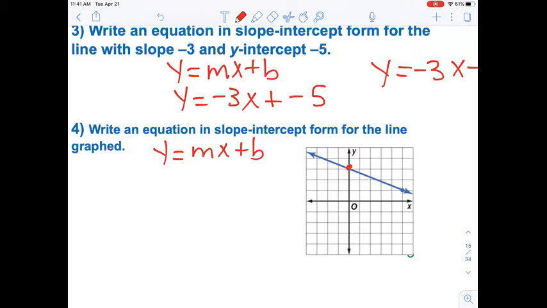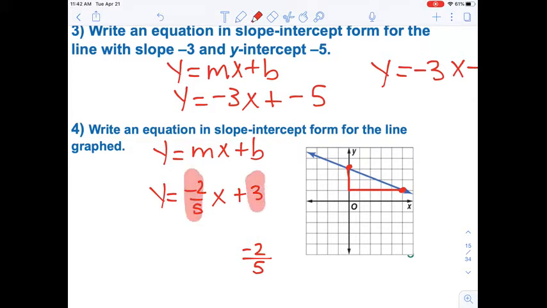Then when we're given a graph, again, we have to do y equals mx plus b. I like to start with my y-intercept, which I can see is 3, and it's a positive, so we have plus 3. And then we have to find our slope. So I'm going to use these 2 points here. Remember, it's rise over run. So I'm going down 2. So -2 over 5. So my slope is -2/5.